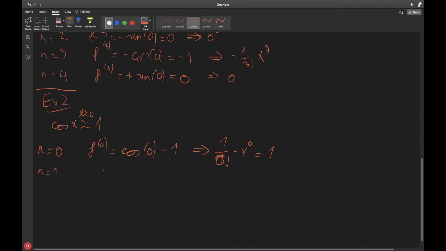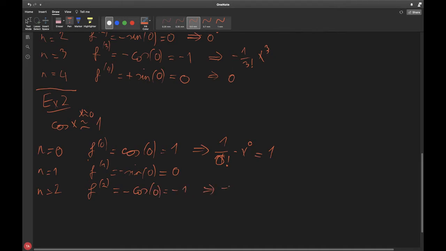n equals 1, that's the first derivative of cosine, which is a sine. Whatever the sign here is before the sine function, that is going to give us a 0. Anyway, the derivative of cosine is a minus sine, but whatever. So next step, n equals 2. That's the second derivative of our function, which is going to be the derivative of sine is cosine, so it's a minus cosine at 0 gives us minus 1.